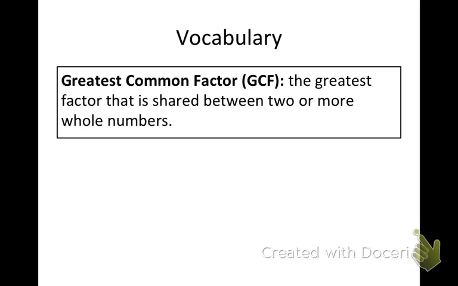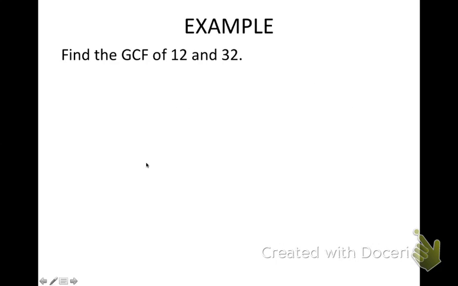So we're looking for the greatest factor that is shared between 2 or more whole numbers. You know how to come up with the factors of a number, so now you should be able to find the factors of 2 numbers or 3 numbers, and then from there find the greatest factor that they have in common, which would be your GCF. So we wanted to find the GCF of 12 and 32.